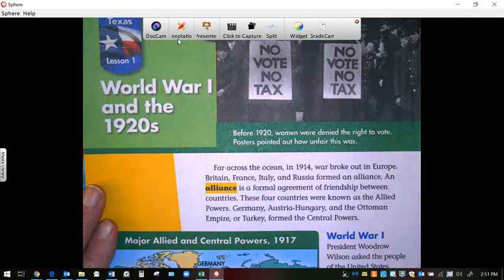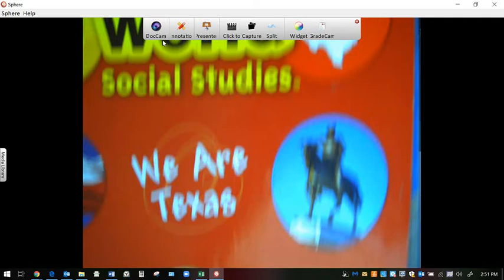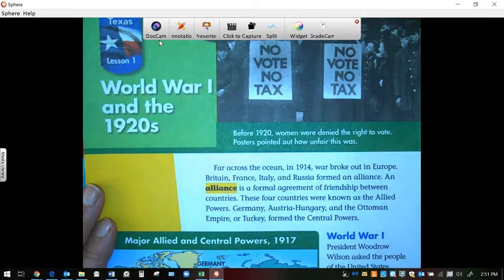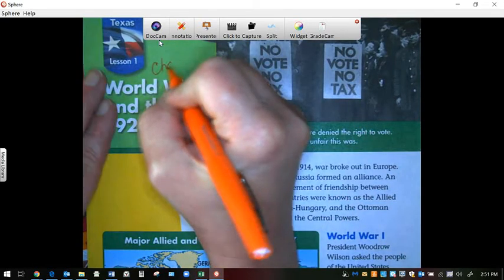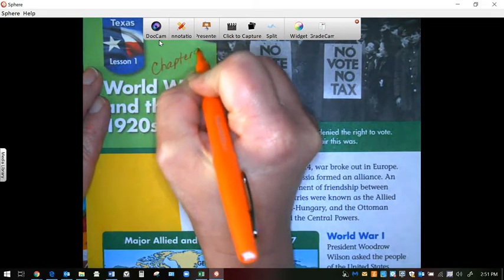This week in social studies, we are going to talk about World War One and the 1920s, and this is using the My World Social Studies workbook. We are beginning on Chapter 9, so I'm going to put here Chapter 9, and this is Lesson 1.